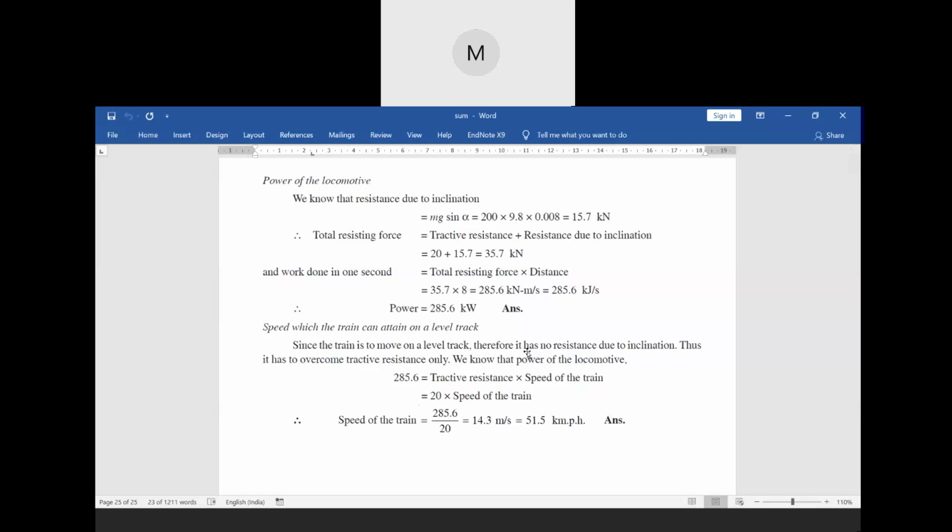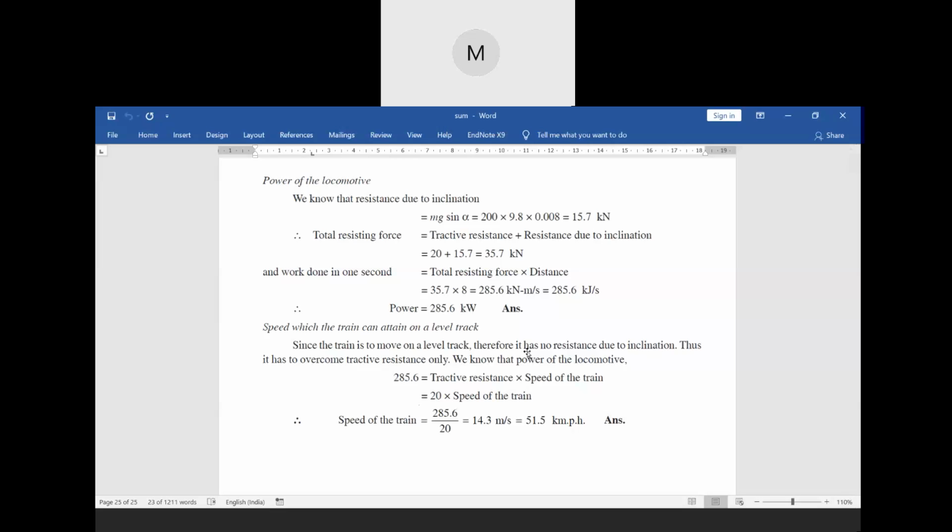So if the work done is in joule per second, that means work done per unit time, then you write this as watt. That means work done per second is power. Work done divided by time, and we found out the power as 285.6 kilowatt. Now why kilowatt? Because these are in kilojoules and kilonewton meter per second. Since the kiloterm is there, that is why we have to write it as kilowatts.